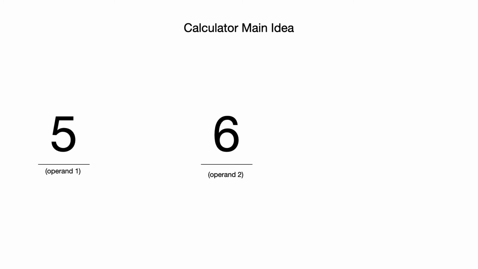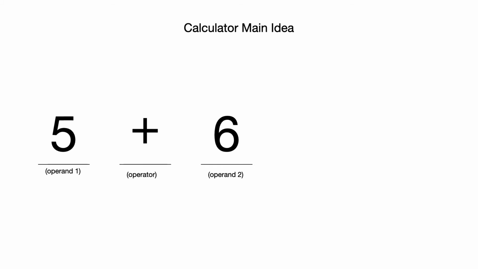All right. So the first thing I like to do before I even start coding is just logically figure out the big idea of how the application is going to work. So how does a calculator work? Well, the main idea of a calculator is that you input two things, right? The first thing you input are operands. Operands are just things that you want to operate on, right? So for example, in this case, 5 and 6 are operands.